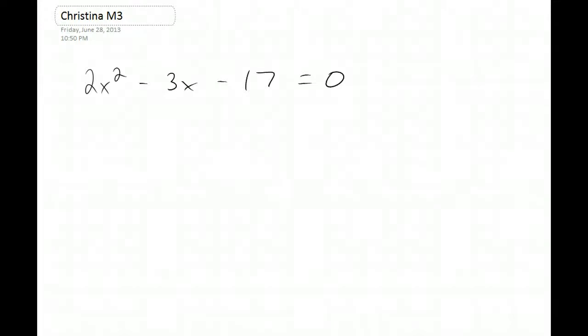Alright, Christina, these completing the square problems are always pretty tricky. So I'll walk you through this one and hopefully it'll help.